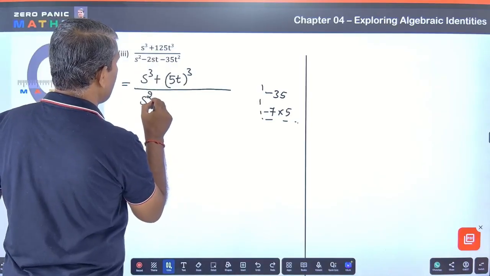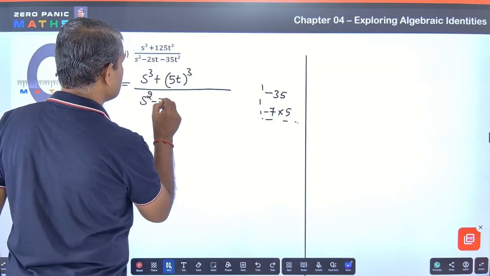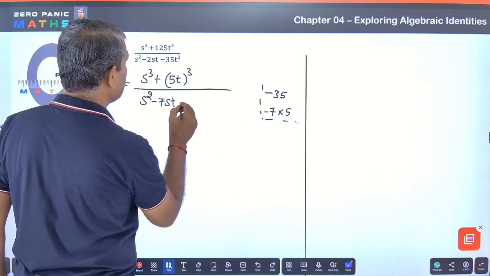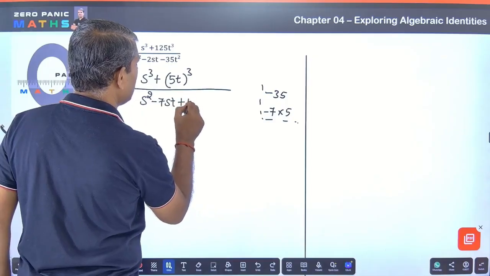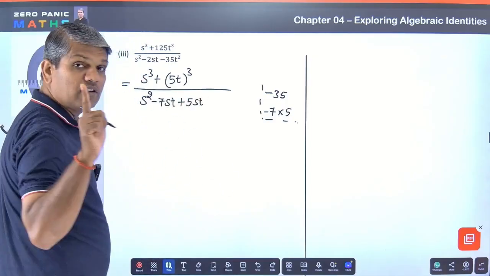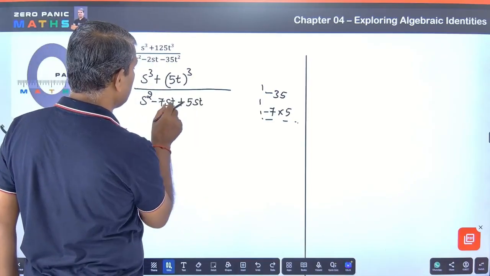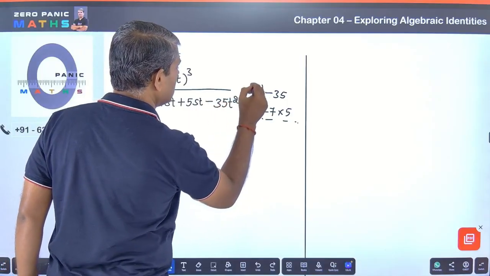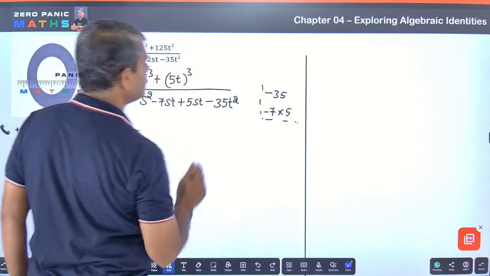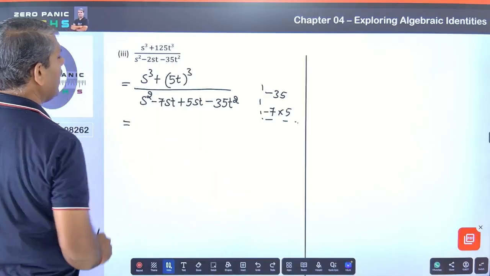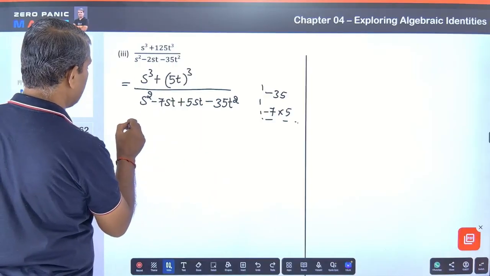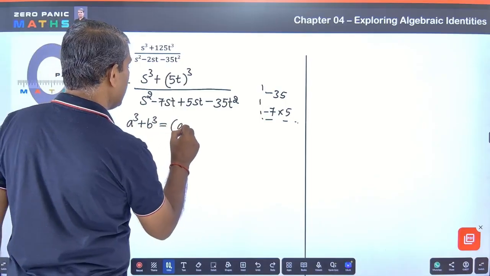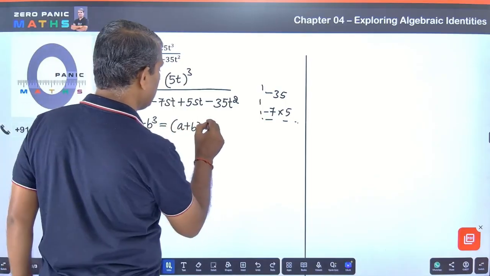So minus 7, sorry, it is 7st. Whatever variables are there, you have to keep that only. And plus 5st. Listen carefully, and while writing also, you need to keep both these. Minus 35t square. This is what is there in the denominator. Now let us write a cube plus b cube. Let me write that formula first. a cube plus b cube is equal to a plus b in one bracket, and in another bracket.